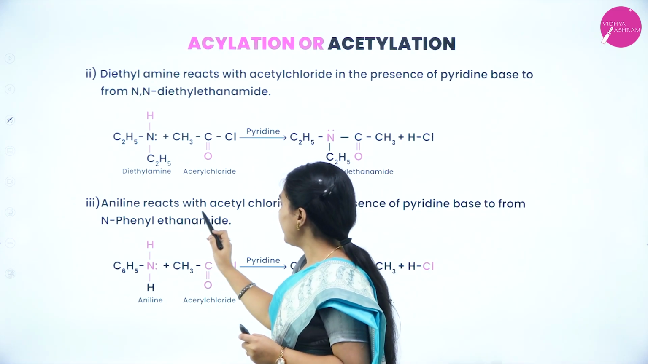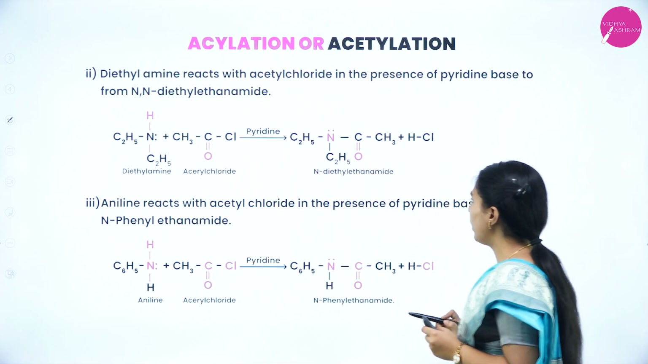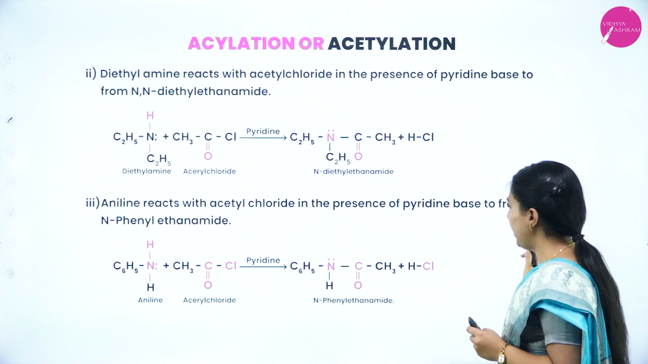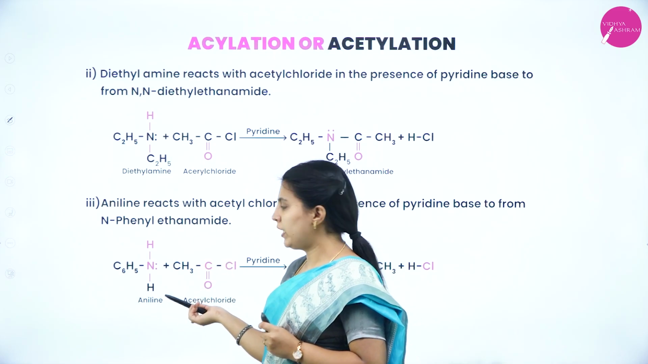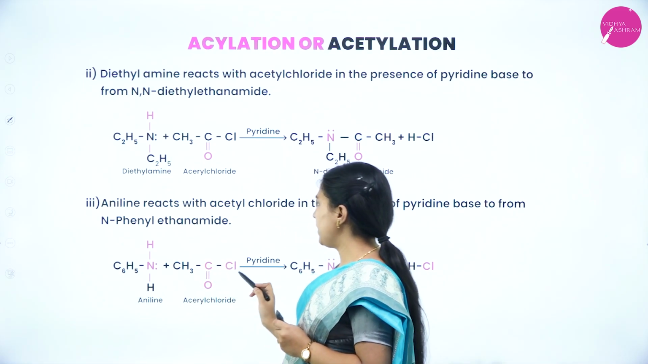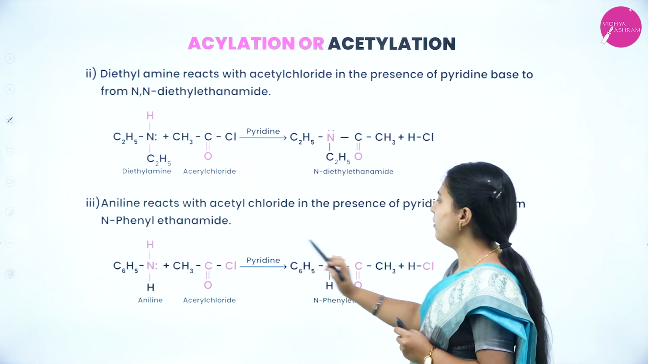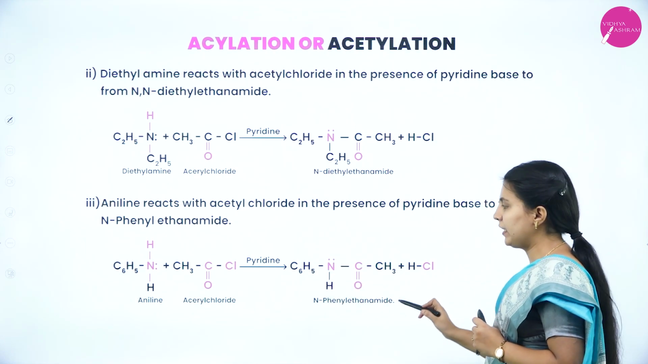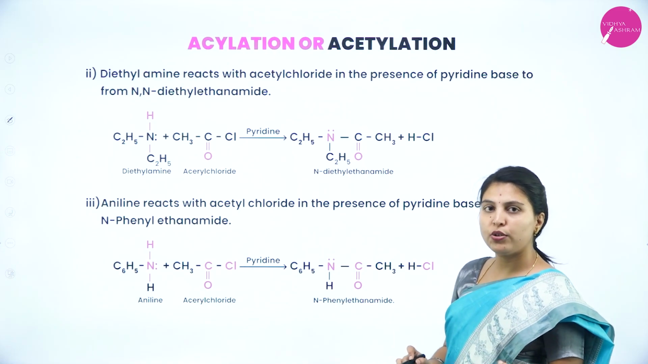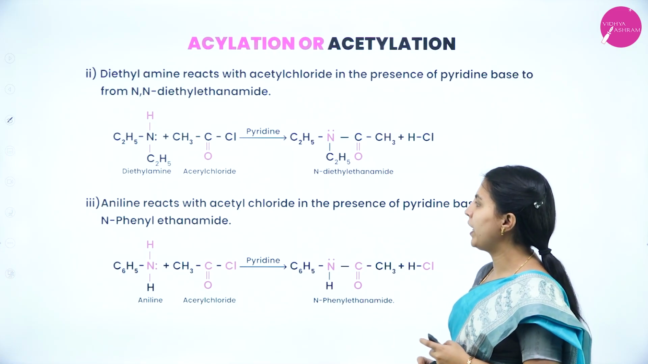Okay. Aniline reacts with acyl chloride, acetyl chloride, in the presence of pyridine base to form N-phenyl ethanamide. This has a phenyl ring structure. Aniline with acetyl chloride in the presence of pyridine will form N-phenyl ethanamide. Means aliphatic you can expect, aromatic also you can expect.